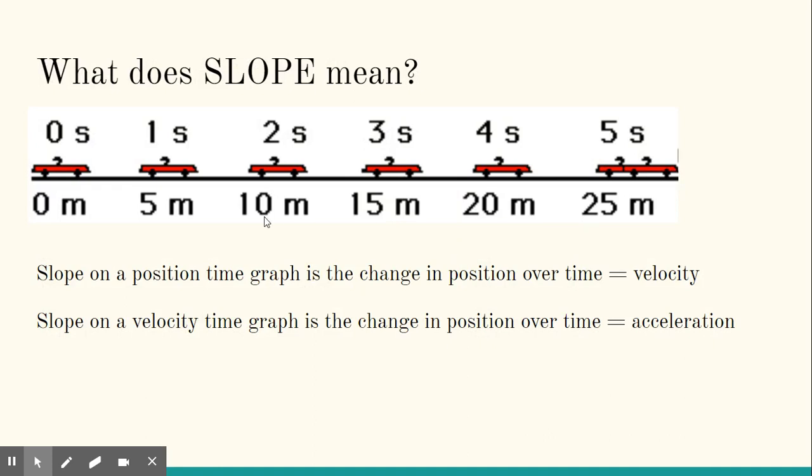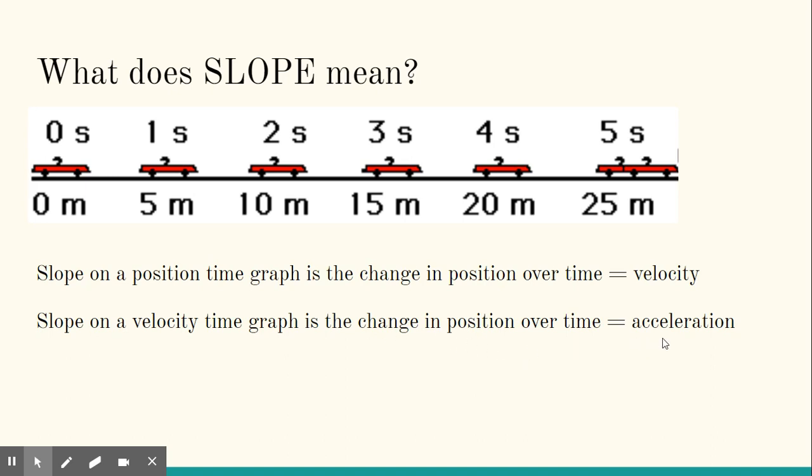So just talking about slope on a position time graph is the change in position over time, which is the velocity. Something we haven't talked about much yet is the slope on a velocity time graph is the change in velocity over time, which is the acceleration.